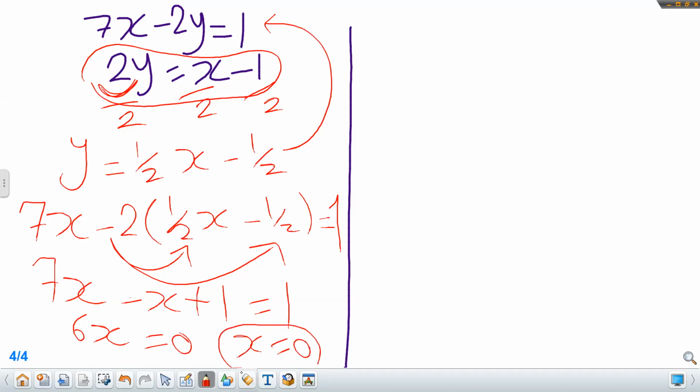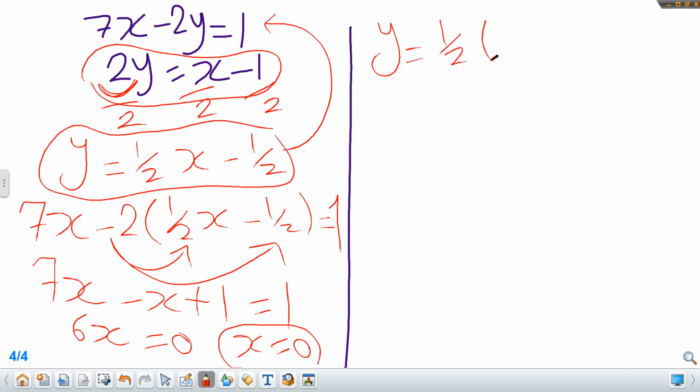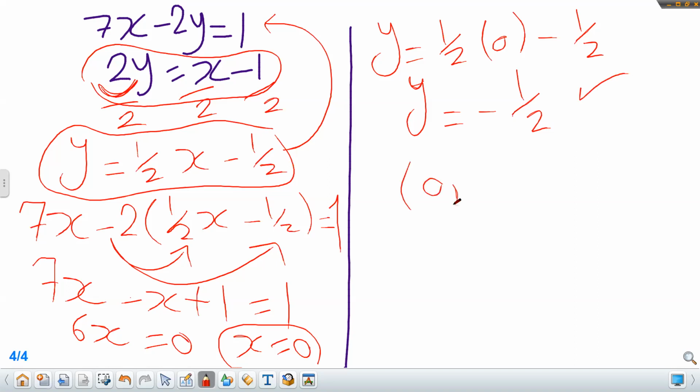Then how to find y? Select any of the two equations. For example, I will select the equation y equals half x minus half. Then y equals half times x, which is 0, then minus half. Then y equals what? Then y equals negative half. Then x equals 0 and y equals negative half. Then the solution is (0, negative half).